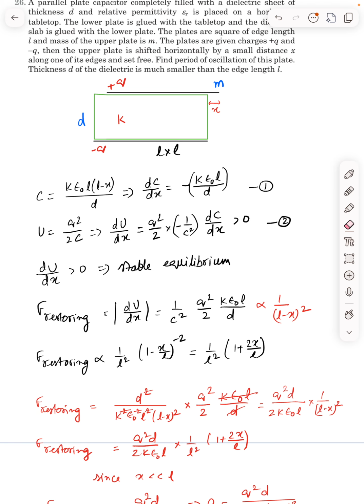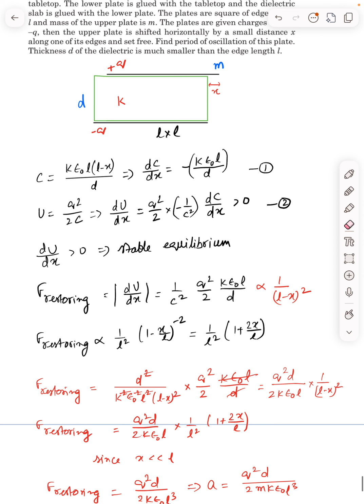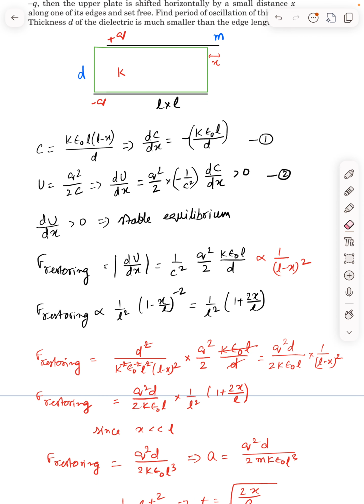So effectively there will be a capacitor of plate area L into L minus x, because the whole of the charge will now redistribute itself on this reduced area. So capacitance will be K times epsilon naught L minus x by D, and if you differentiate with respect to x, you get the value of dC by dx as minus of K epsilon naught L by D.